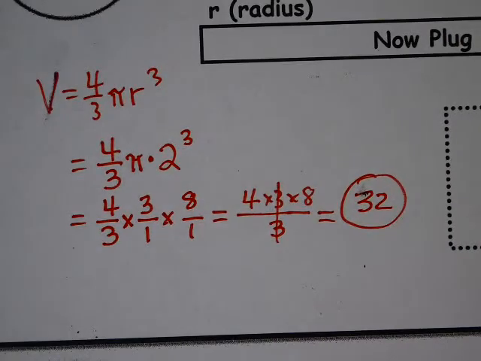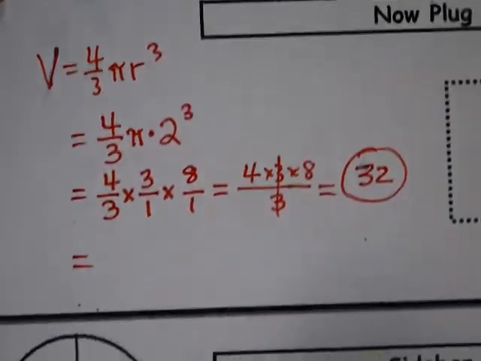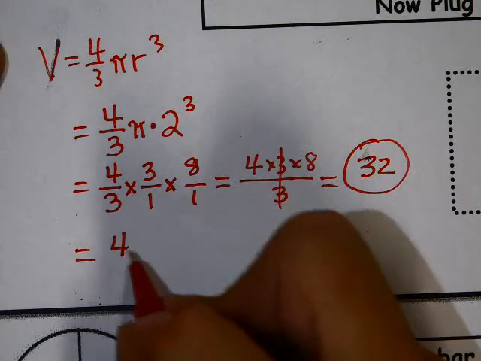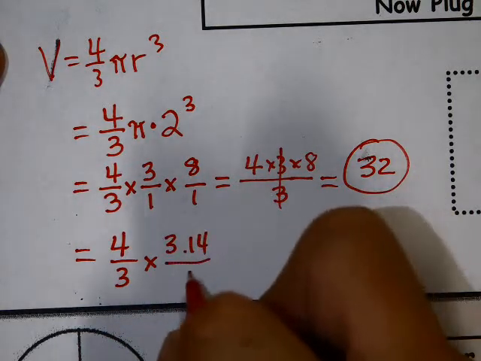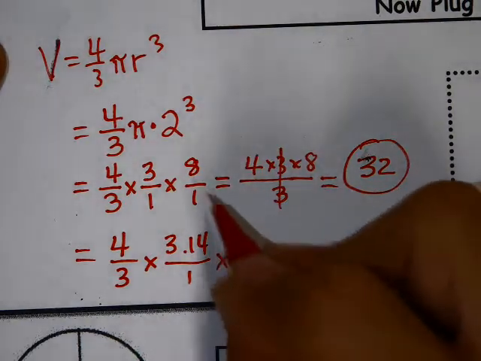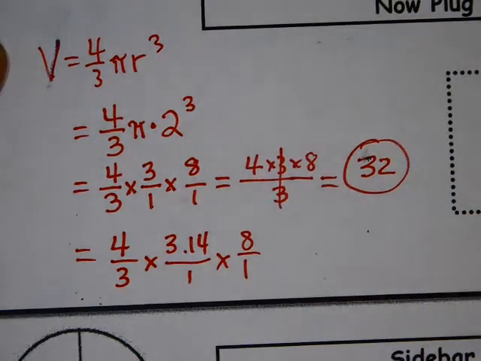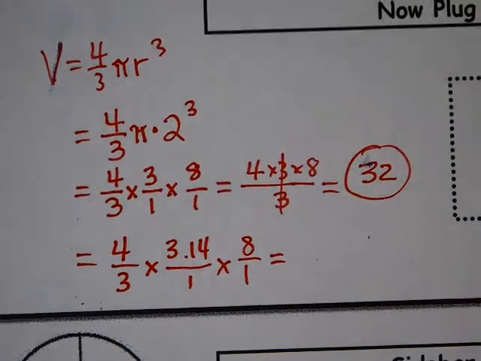Now, these problems could possibly be harder if they give you pi to use 3.14. Okay, so I'm going to show you that also, so you see what the process would be. It'd be 4/3 times pi, I'm going to put that over 1, and then again, times what we got, which was 8. Okay, so doing all the actual numbers might be a little difficult, but again, you're in 8th grade and you should be able to do 4 times 3.14 times 8.